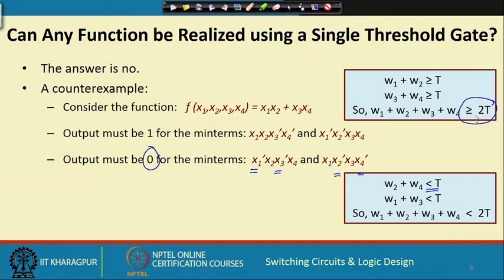So, you see you have arrived at a contradiction. On one side you are saying that the sum of the weights must be greater than or equal to 2t, on the other side you are saying it must be less than 2t. So, the overall conclusion is we cannot find the values of weights W1, W2, W3, W4 such that these conditions are satisfied simultaneously. So, we can say that this function cannot be implemented using a single threshold gate.